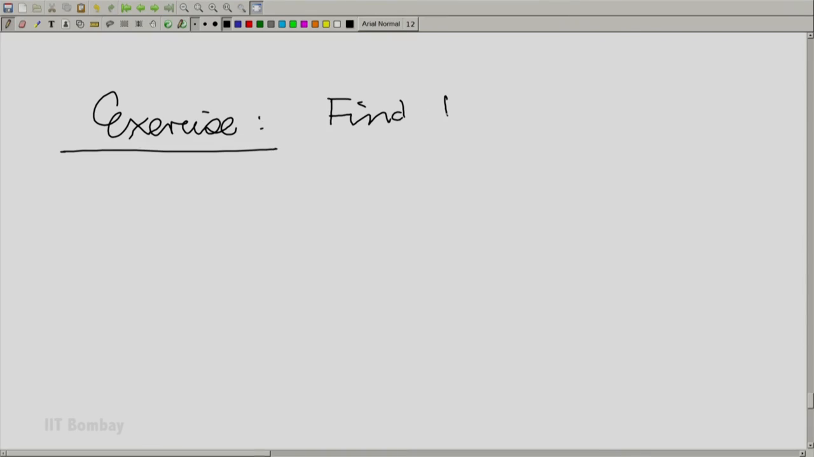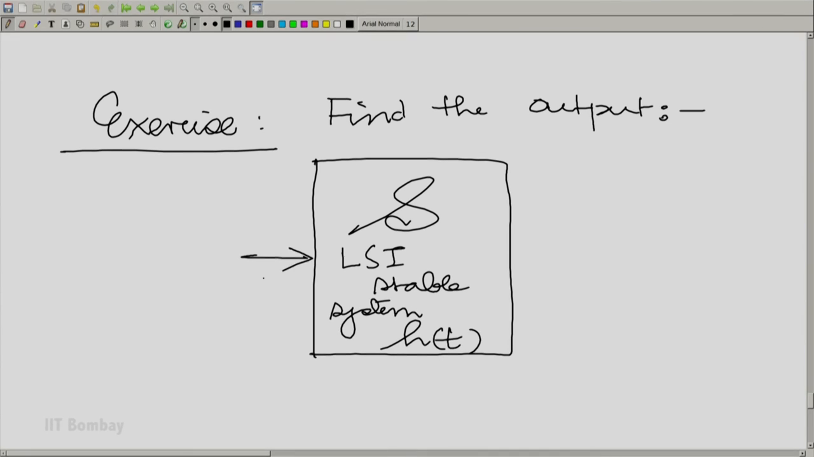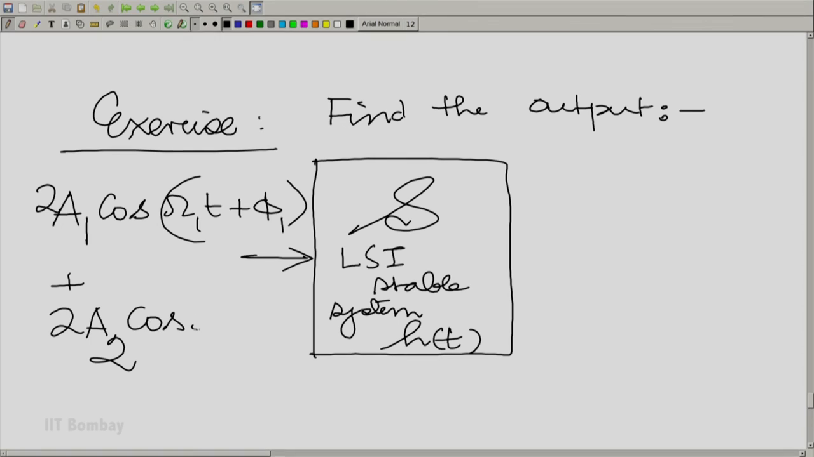In fact, now suppose I had multiple sinusoids. Suppose I had two sinusoids of two different frequencies. Let me put the problem down before you and let me answer it in the next session. The problem is as follows, given to you to think about. I have the same linear shift invariant stable system, impulse response h(t). The input is now a sum of two sinusoids of different frequencies, 2A1 cos(omega1 t plus phi1) plus 2A2 cos(omega2 t plus phi2). The question for you is, find the output.